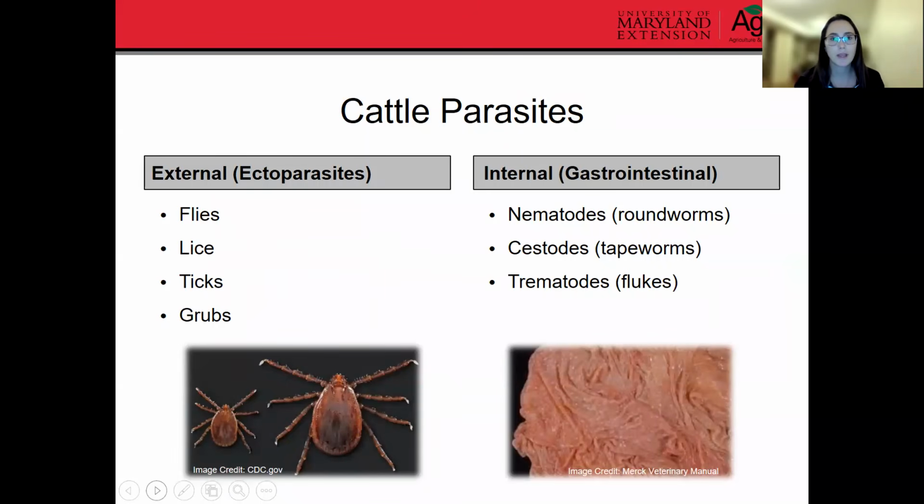There are two main categories of parasites that we often think of. The first category is the external parasites, which include flies, lice, ticks, grubs, and things like that. Then we also have internal parasites, or gastrointestinal parasites, and those include nematodes, or roundworms, cestodes, or tapeworms, and trematodes, or flukes. The one we're going to focus on tonight is mostly the nematodes, because those are the most economically important internal parasites to our cattle.